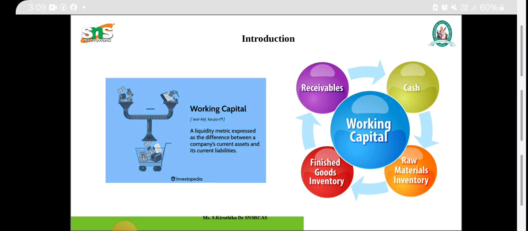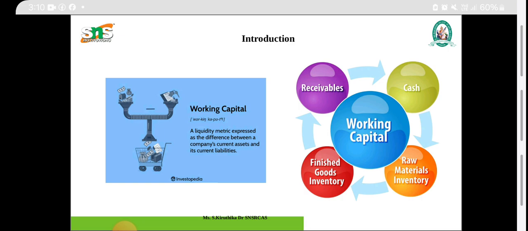This capital is used for covering short-term expenses like wages, inventory and other operational costs. Maintaining an optimal level of working capital ensures smooth business operations, while too much or too little can impact profitability and liquidity. Effective management of working capital is essential for cultivating healthy cash flows and supporting business growth. Now we will see definitions of working capital.